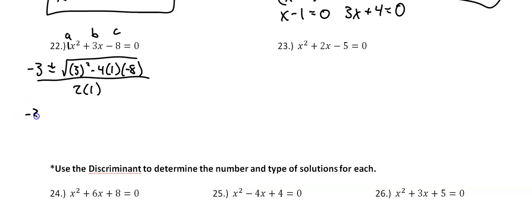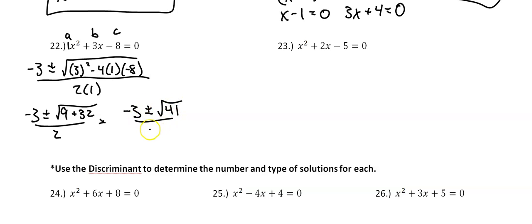And now it's just a matter of crunching the numbers and simplifying. Let's see, that's a 9. That's going to be a plus 32. So I get -3 plus or minus the square root of 41 all over 2. And that's it. That's all I can do with this one. I'll stop right there. Okay, and that's my x values. And if I was plotting these, I'd plug them into a calculator and I'd get some decimal approximations. Okay.